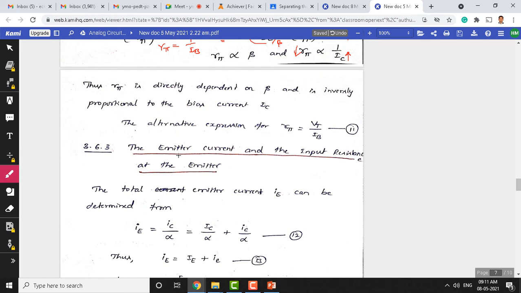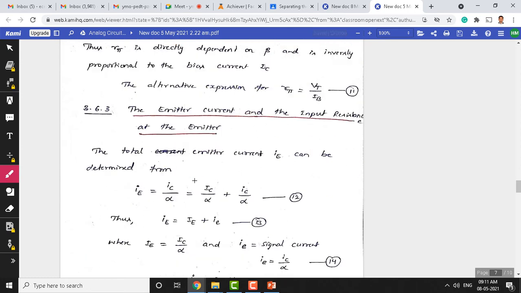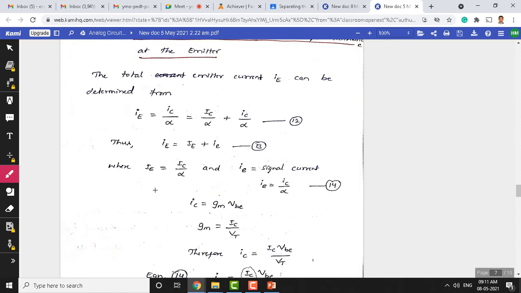First, let us derive the expression for the emitter current. Later, we can obtain the expression for the emitter resistance. The total emitter current IE, which you can determine using this equation. We know that the total emitter current IE is equal to IC by alpha. So what is alpha? Anybody can recall? This is fundamentals of BJT.